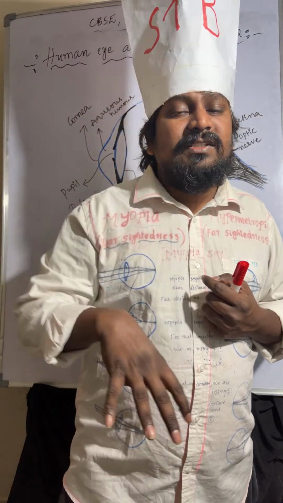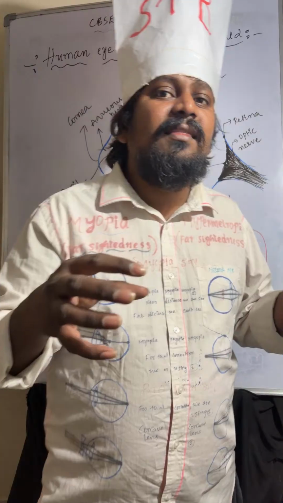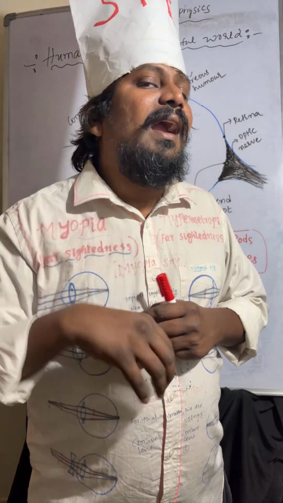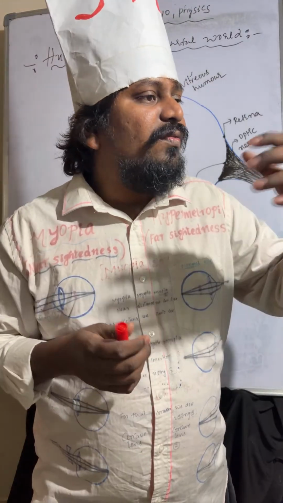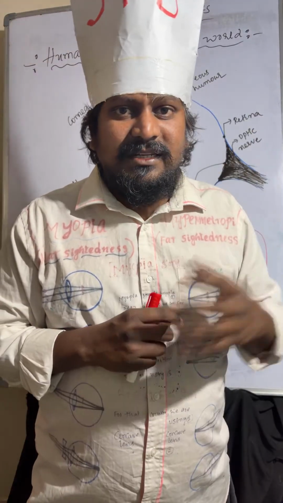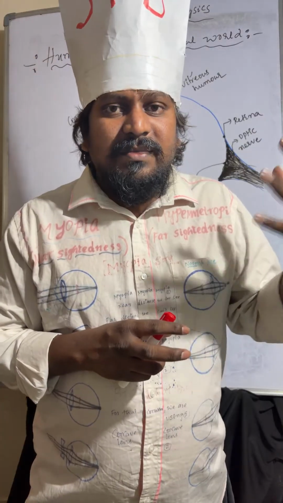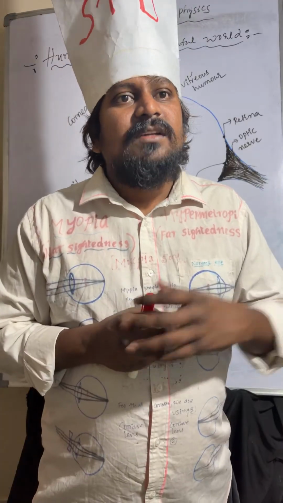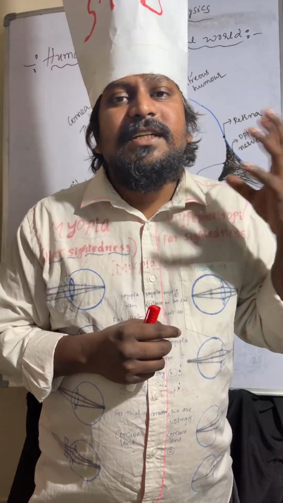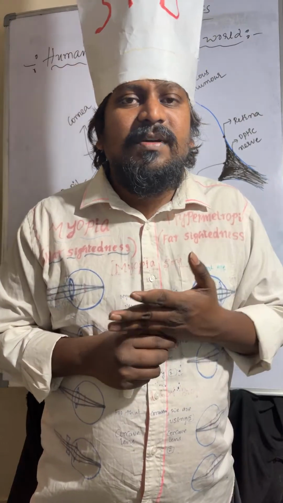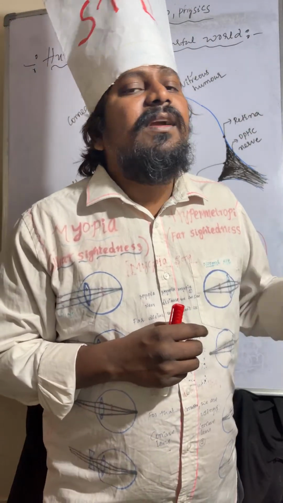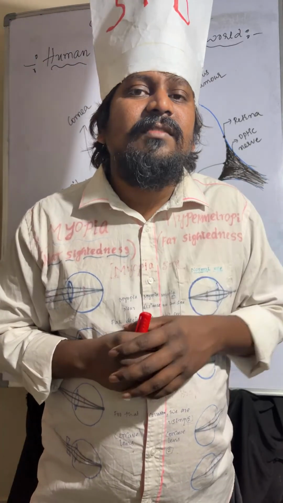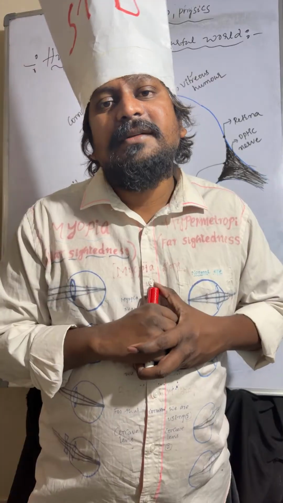The brain will add additional information, that is, how far the object is, how much distance it is placed from us. If you take a glass of water, how much it is filled, one by four, three by four, or full, the brain will add that additional information, and that will give the 3D information to us, right?